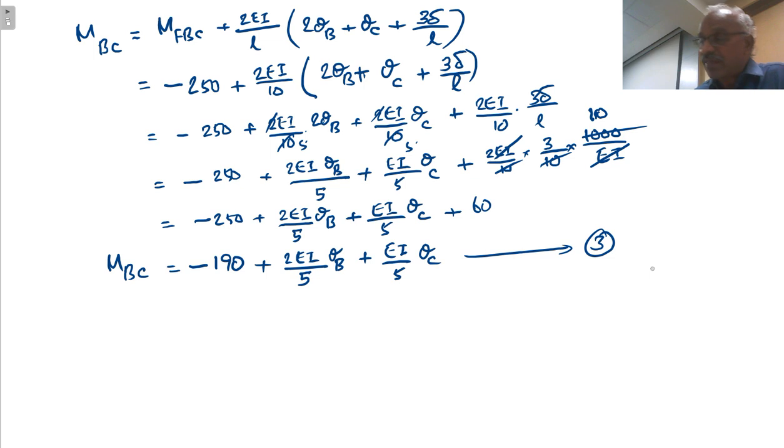Right. On the same lines, I will give the final value only. If you do it for M CB, on the same lines, here instead of minus 250 you are going to substitute plus 250. So accordingly this is plus 250 plus 60, which will become 310. Therefore I will give you only the final equation. Readers can do it, I hope.